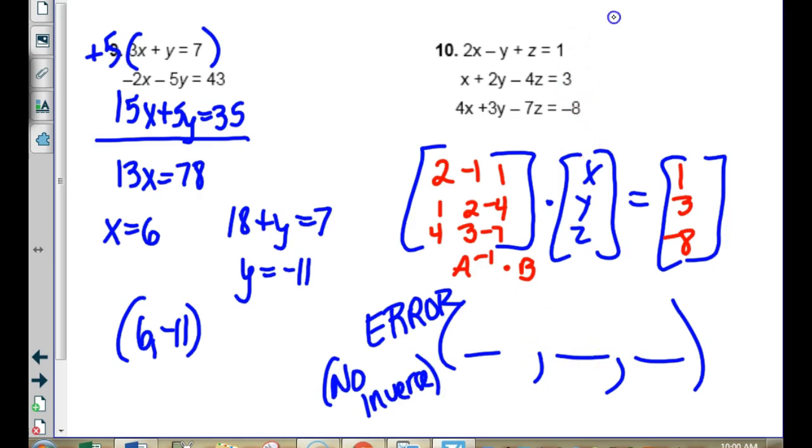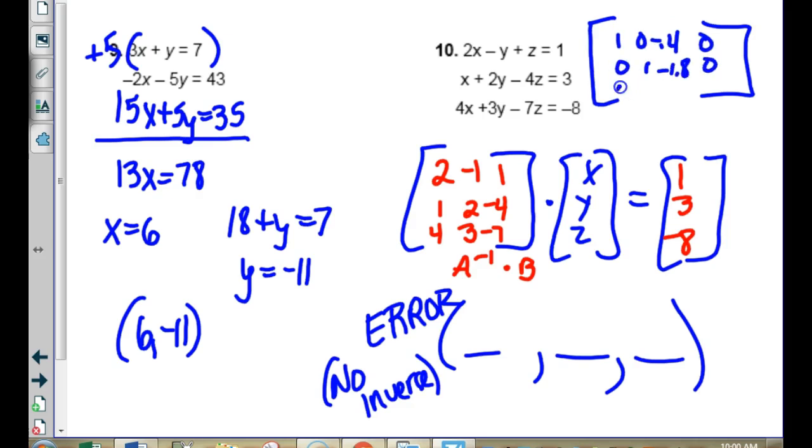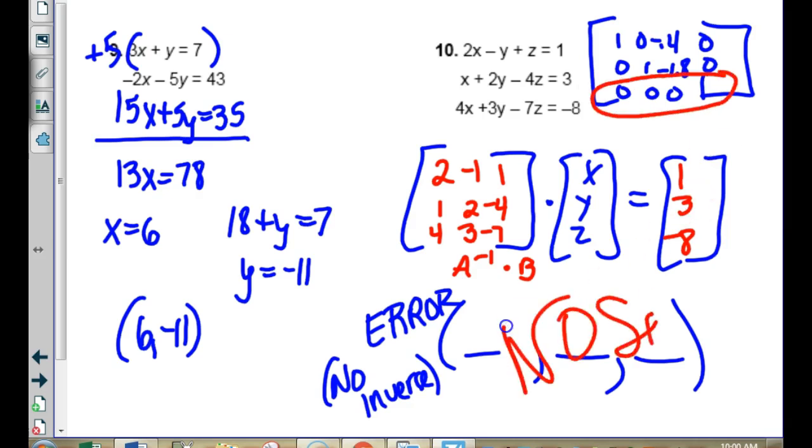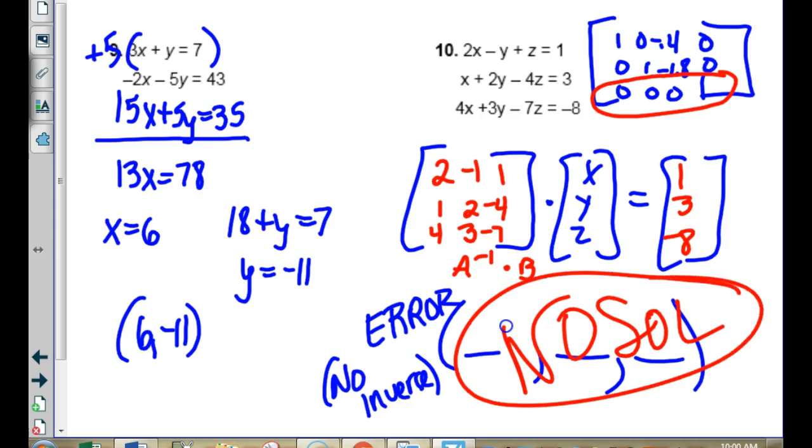I did it by RREF, meaning I put it all in one matrix, and I got 1, 0, negative 0.40, and then I got 0, 1, negative 1.80, and then I got 0, 0, 0, 1. What does that mean? Do you remember from yesterday? 0, 0, 0, 1 means no solution. Okay, so I tricked you. Can't do that one.